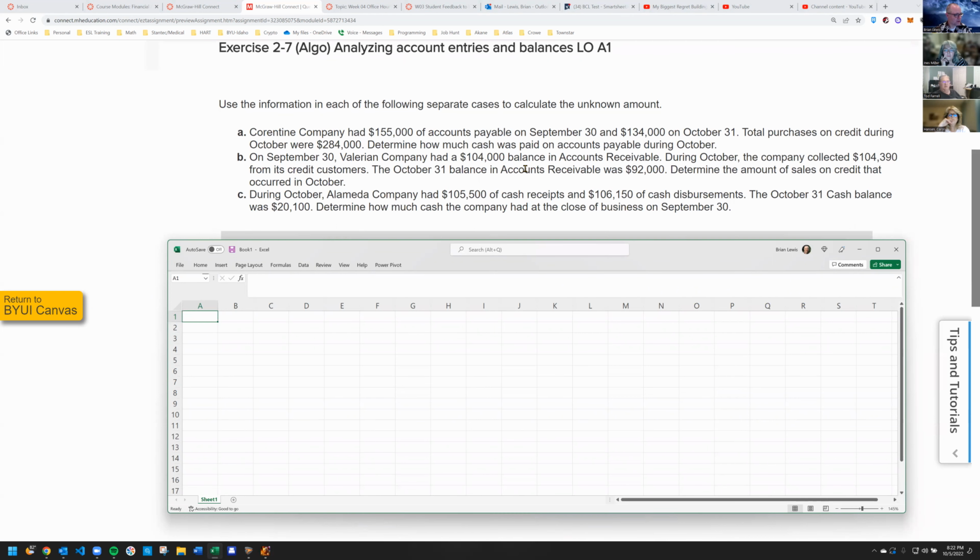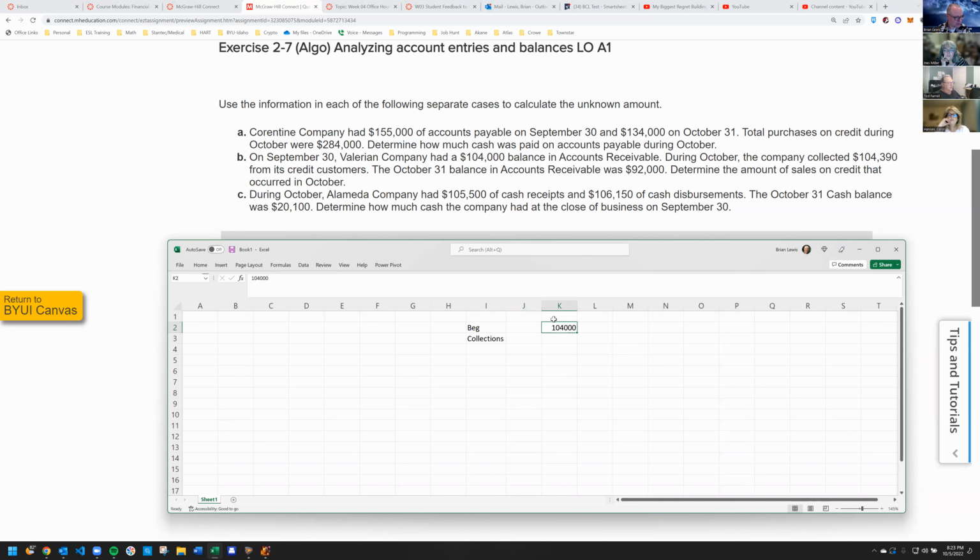Oh, come on, slow down. Okay. This is accounts receivable, so this is an asset. Yeah. So their beginning balance was 104. During October, they collected 104,390. So collections, that's a minus to the account. And let's put this in the debit credit kind of format.